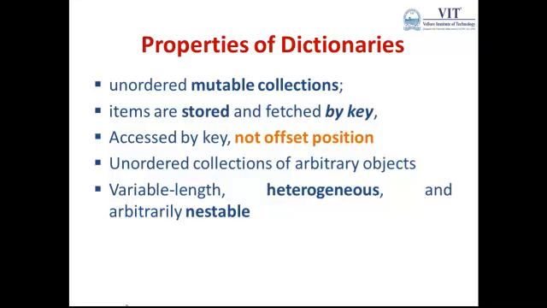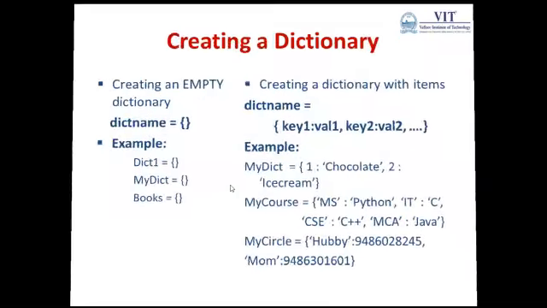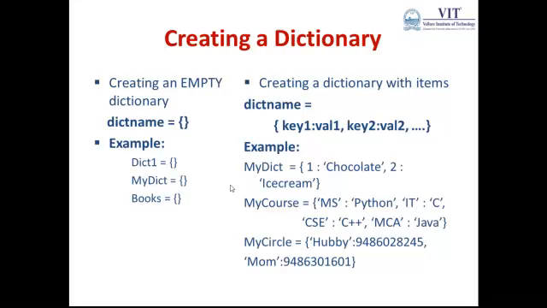When you are accessing an individual item, each item in the dictionary is accessed by the key, not with the position. Whereas in other collections in Python, like a list, you can access through the position. The fourth property says that, since it is an unordered collection, we call it an unordered collection of objects. It is also of variable length, and you can add a heterogeneous group of items. You can map a pair of heterogeneous items, and it can also be nested. These are the main important properties, and we'll see how to create a dictionary.